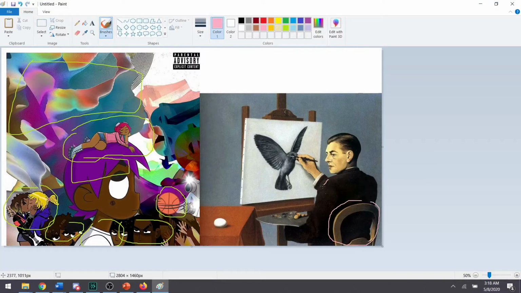Let's do the Magritte next. For the Magritte, I was going to need a chair to sit in, a black suit jacket, something to paint with, as well as something to paint on, an egg, and a red tablecloth, as well as a palette.